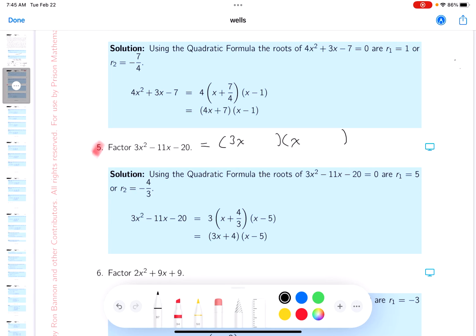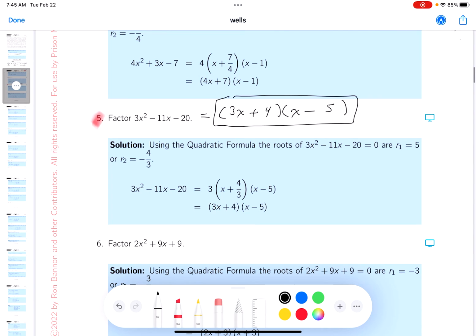So I'm going to say, let's see, 5 and 4. And I'm going to say minus plus. I'm going to check it. That gives you 3x squared. Bingo. Always works, by the way. Minus 15 plus 4 is minus 11. That's a bingo, and you get minus 20. So this is the factorization, all right?